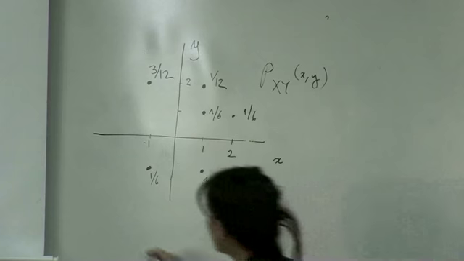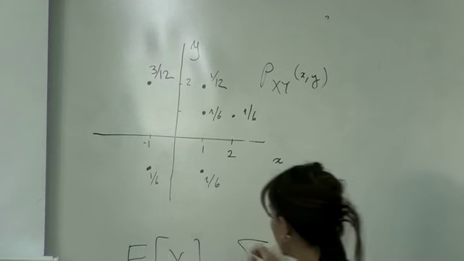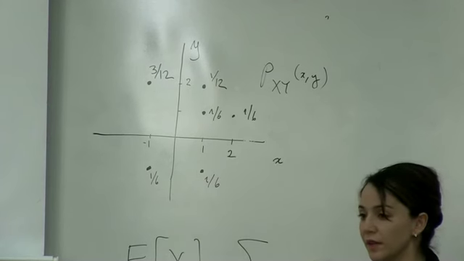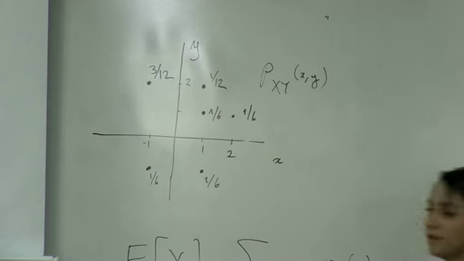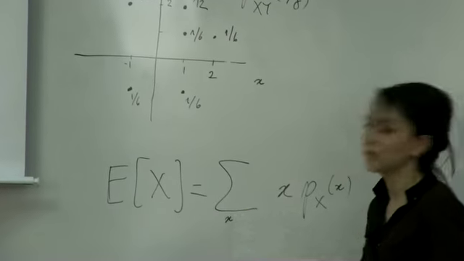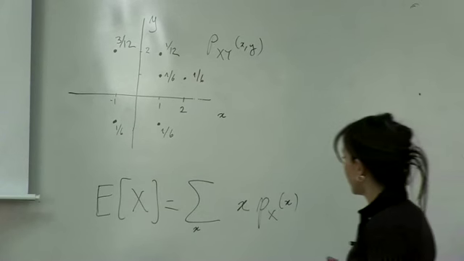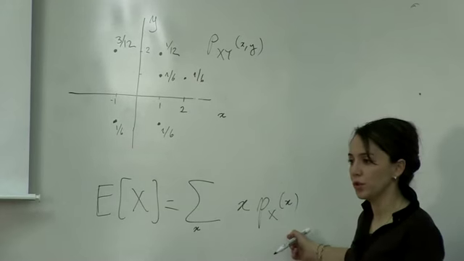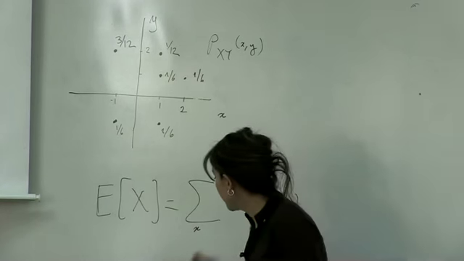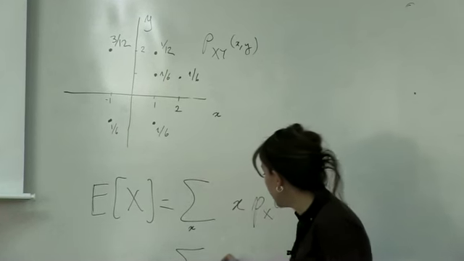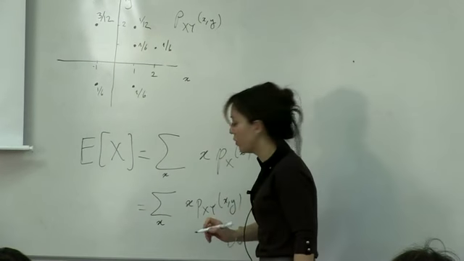Well, you can always do this. The expected value of x is the summation of x times p_X(x), the marginal. Do we have the marginal? We don't. Can we do this summation using the joint distribution? Yes, we can, and the way to do it is simply p_XY(x, y) summed over y as well.